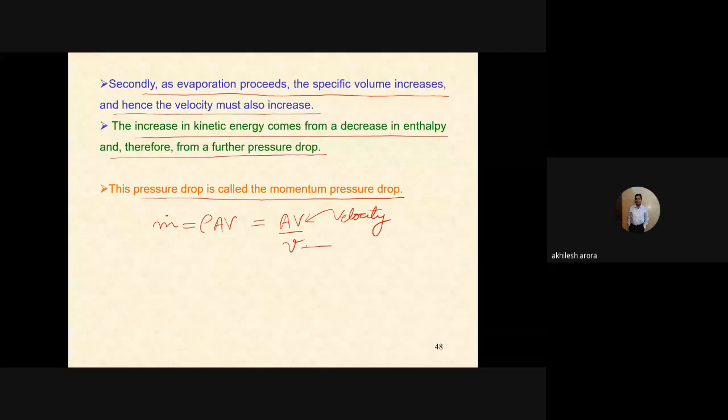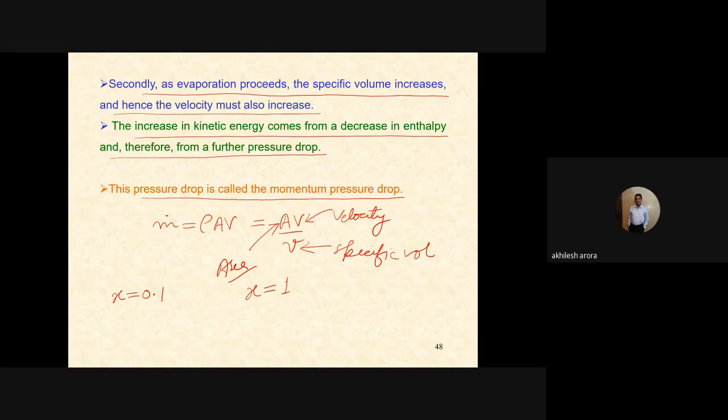This is specific volume, and this is area. Now consider a situation when the refrigerant is at entry to the evaporator, its dryness fraction is, let us say, 0.1, and when it leaves the evaporator, let us say that its X or dryness fraction is 1, saturated.